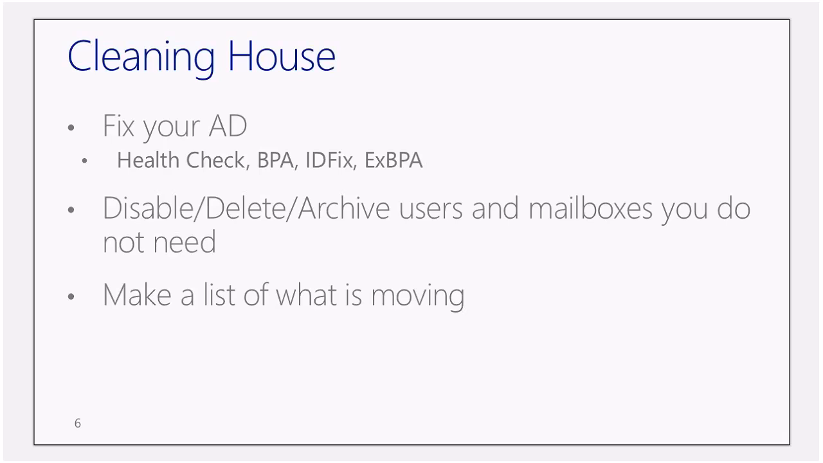Let's clean up all of those items that we don't need. Disable, delete, or archive those users or mailboxes that we don't need. We don't want to migrate them up. We don't want to migrate useless data. In some cases we're talking about migrating 1, 2, 3, 5 terabytes of mail, if not more. We really want to make sure we narrow that down so we're only migrating what's really important. And ultimately, at the end of it, make a list. What are you moving? Where's the target? And identify what's moving.